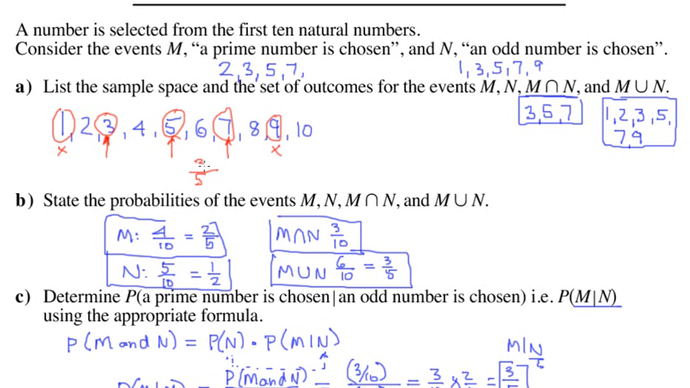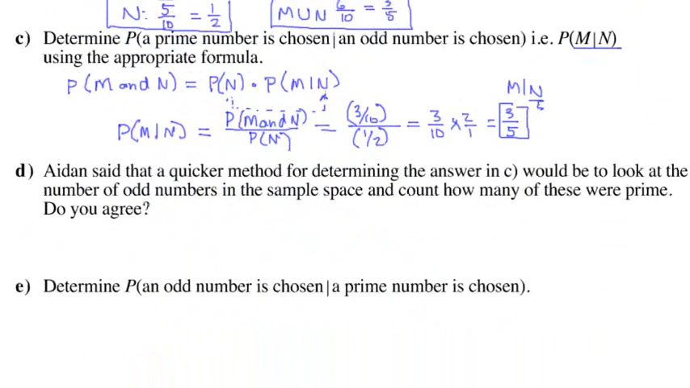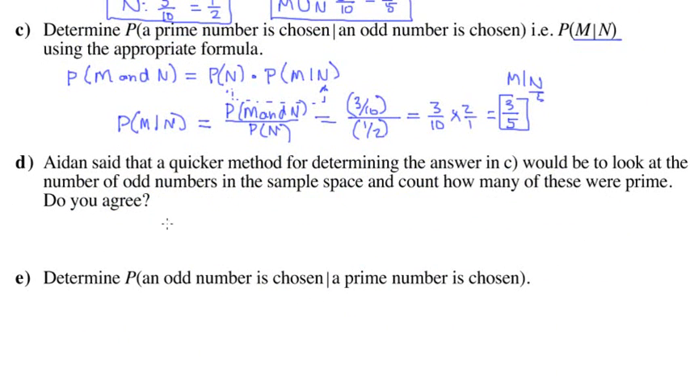So, yeah, we could have gone through the sample space and said, okay, here's all the odd numbers. How many of you are prime? 3 of you are prime. That means if you get an odd number, there's a 3 in 5 chance that it'll be a prime number. So, yeah, nothing wrong with this.